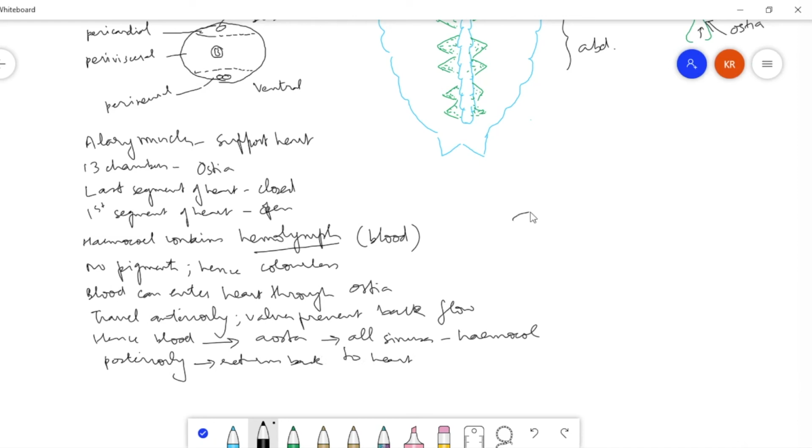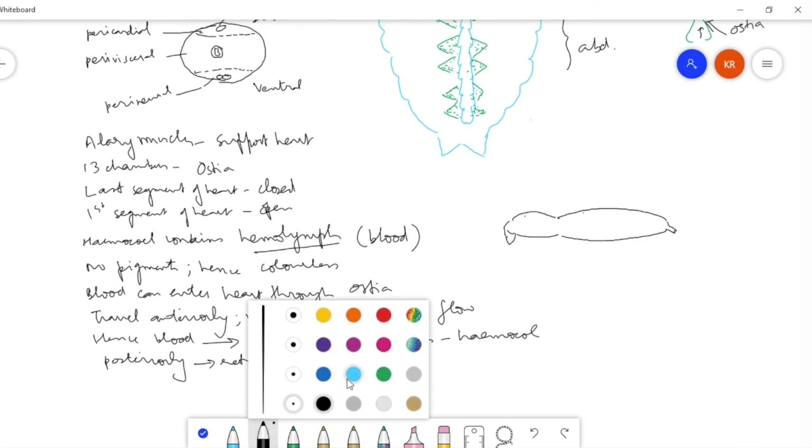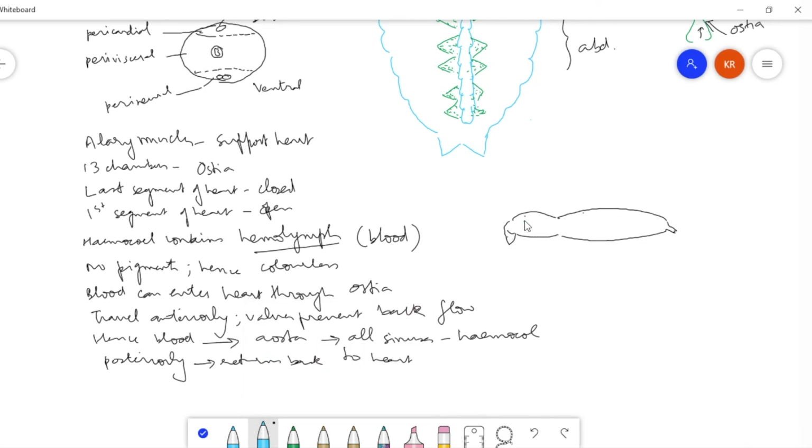So if this is the lateral view of the cockroach, just show it diagrammatically. This is the head, this is the thorax, and this is the abdomen, and suppose these are the chambers of the heart, or this is the heart which I am showing over here in this light blue colored. These are the chambers of the heart.